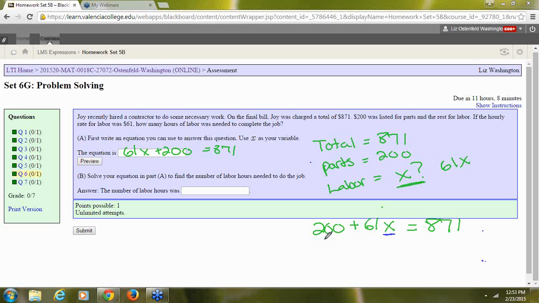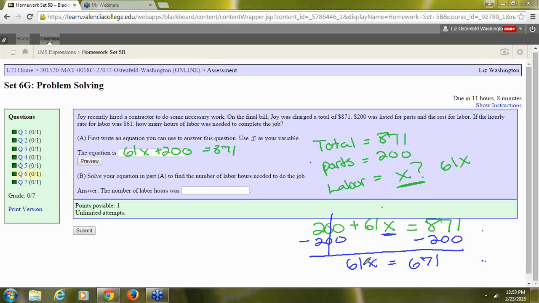To solve this equation, we got to get this variable all by itself, which is minus 200, minus 200. We use the opposite operation to move this 200 to the other side. So since it's positive, in order to move it to the other side, we do minus. So I'm left with 61x equals 671.